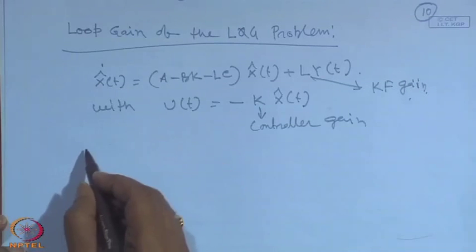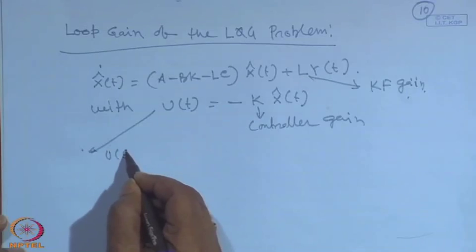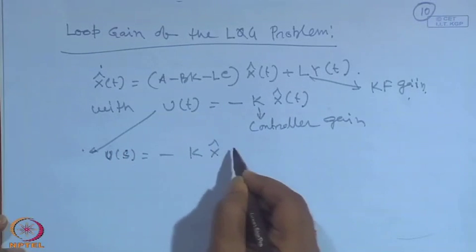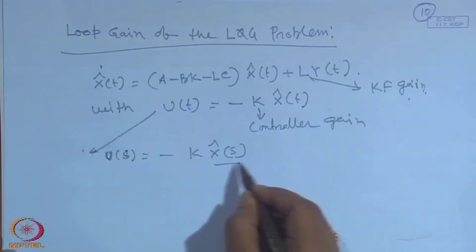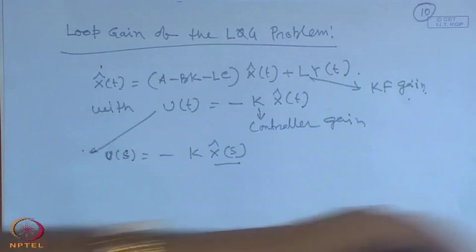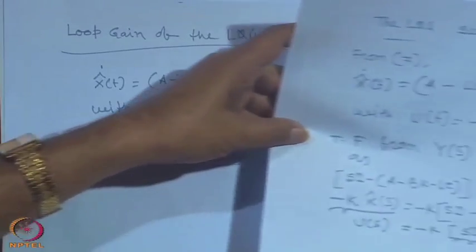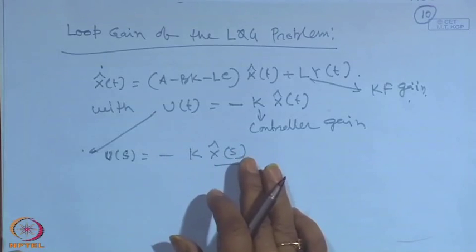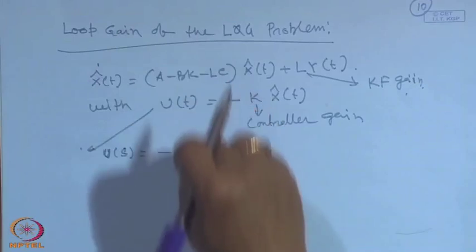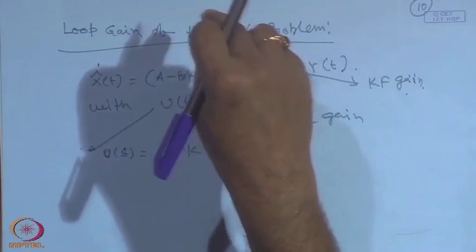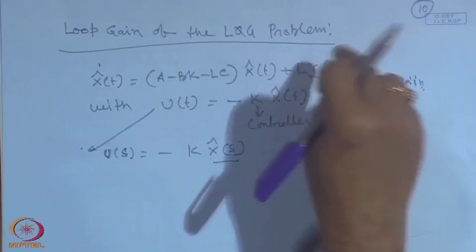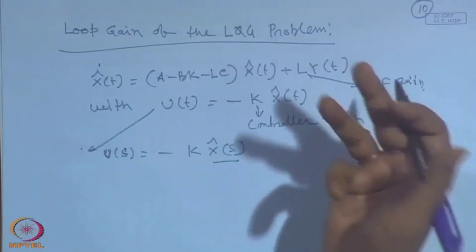If you take the Laplace transform on both sides of this equation, u of s is equal to minus K x hat of s, and you know the expression for x hat of s in detail from equation number 10. I will discuss how to find the loop gain of the LQG and compare it with the LQR in the next class. But for the LQG you will get a different loop gain, and that will show that we are losing the excellent properties of LQR when we are using the Kalman filter along with the controller.